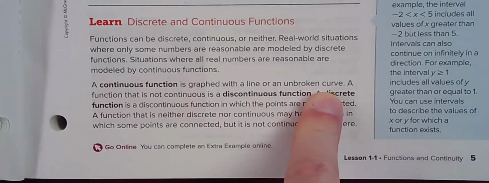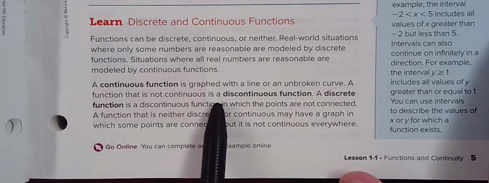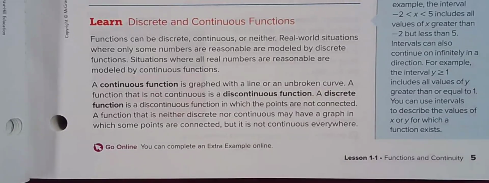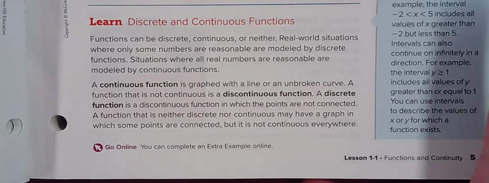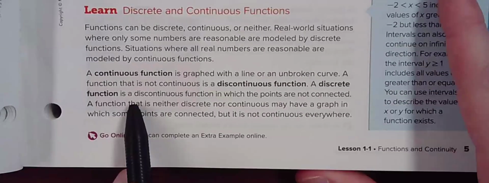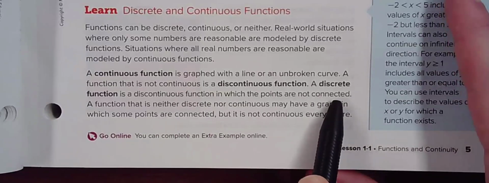Unbroken in that it is continuous all the way through. A function that is not continuous is a discontinuous function. So discontinuous just means not continuous. So discrete functions are types of discontinuous functions, but they're a specific type. A discrete function is a discontinuous function where the points are not connected, like ever.